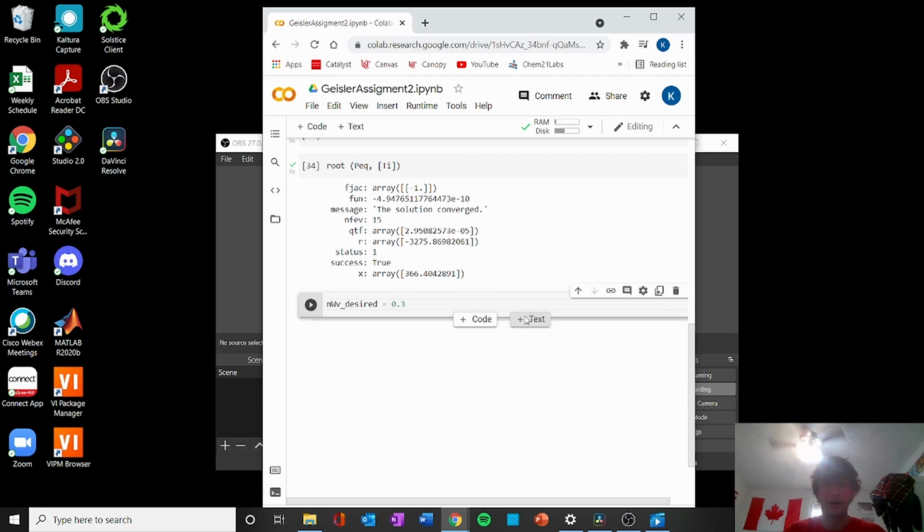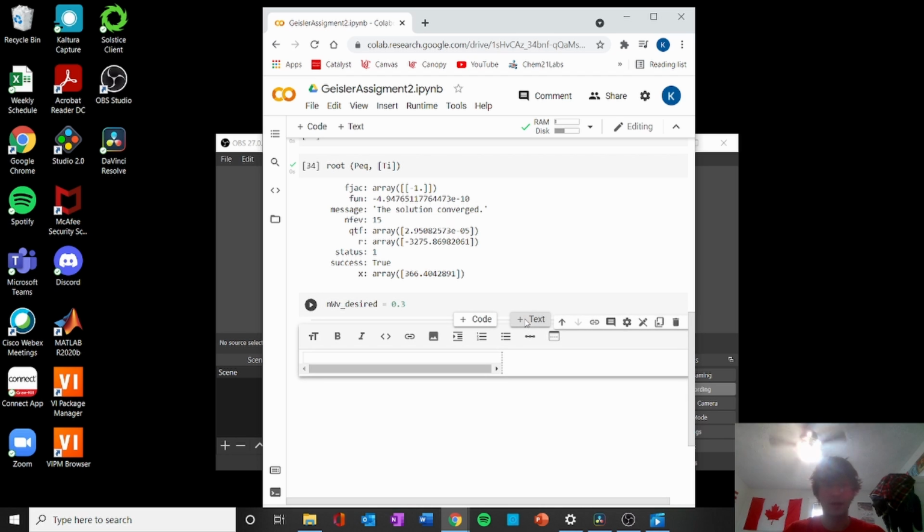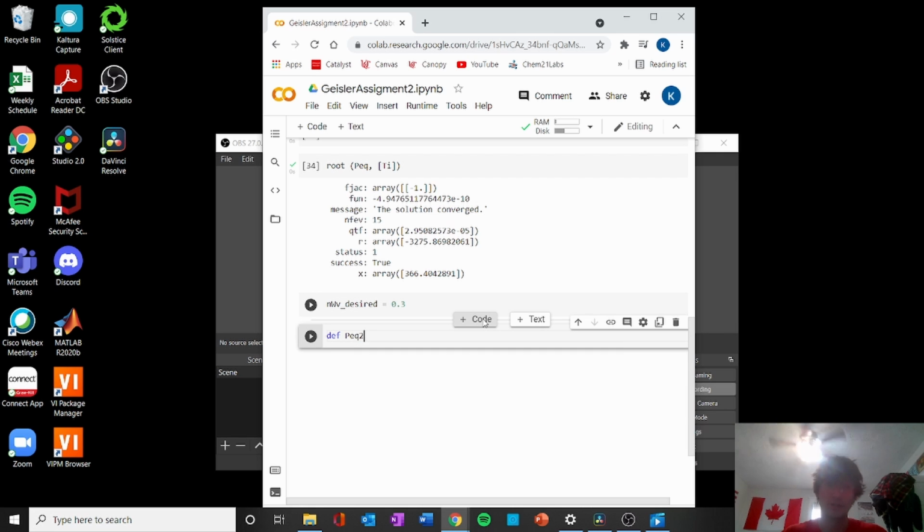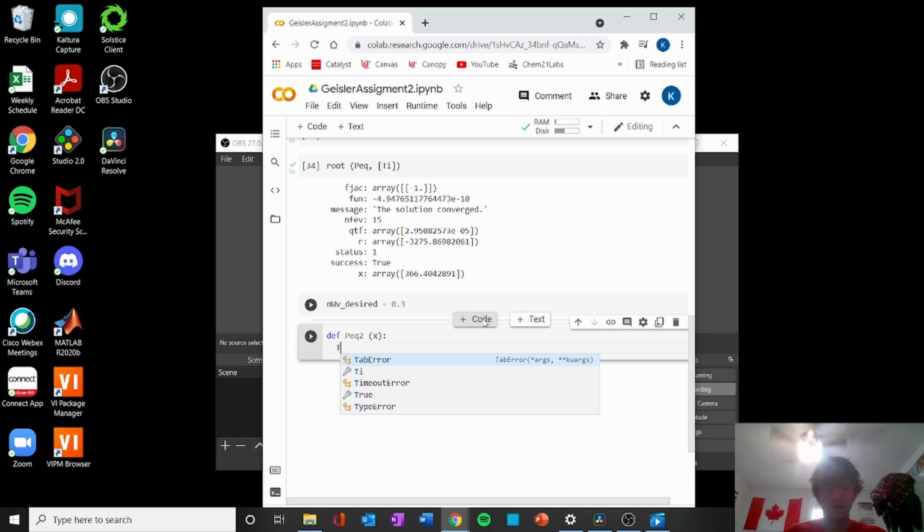And we need to make another def statement. Oh, whoops, didn't mean to do that. We need to make another def statement, and we need to say def PEQ2 of x colon, gotta remember that colon, is going to be equal to our temperature final, same thing we did last time. So 0. And then our volume total is going to be equal to our 1. Just grabbing those values.